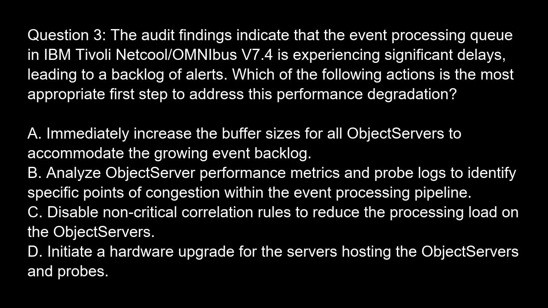Option A. Immediately increase the buffer sizes for all object servers to accommodate the growing event backlog. Option B. Analyze object server performance metrics and probe logs to identify specific points of congestion within the event processing pipeline. Option C. Disable non-critical correlation rules to reduce the processing load on the object servers. Option D. Initiate a hardware upgrade for the servers hosting the object servers and probes.